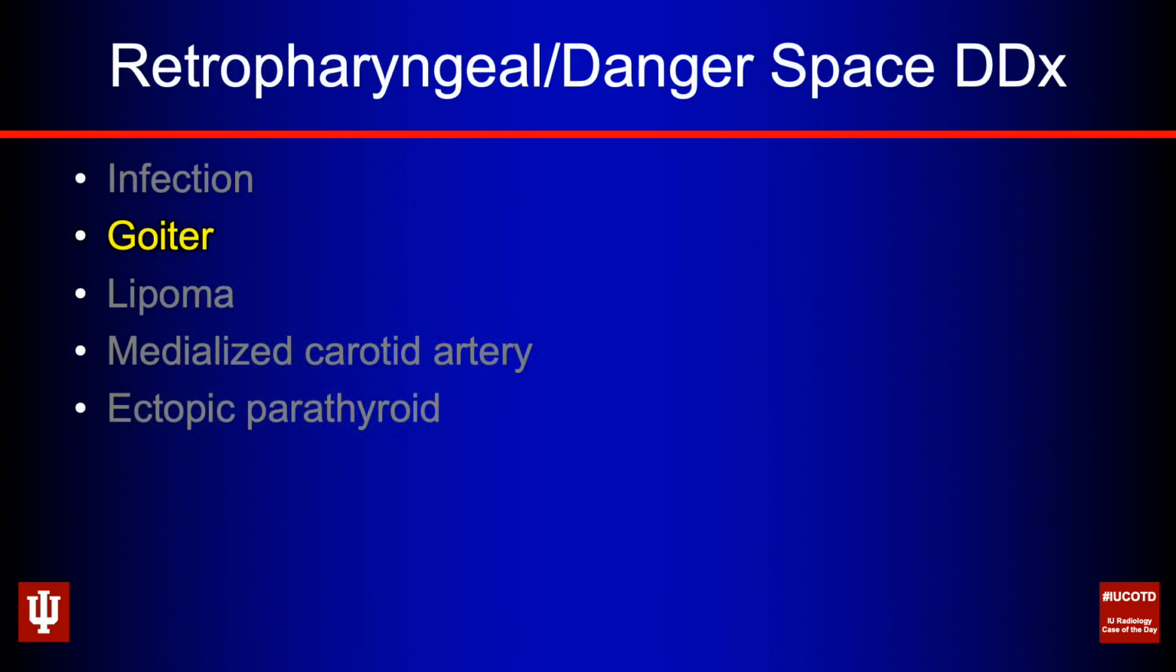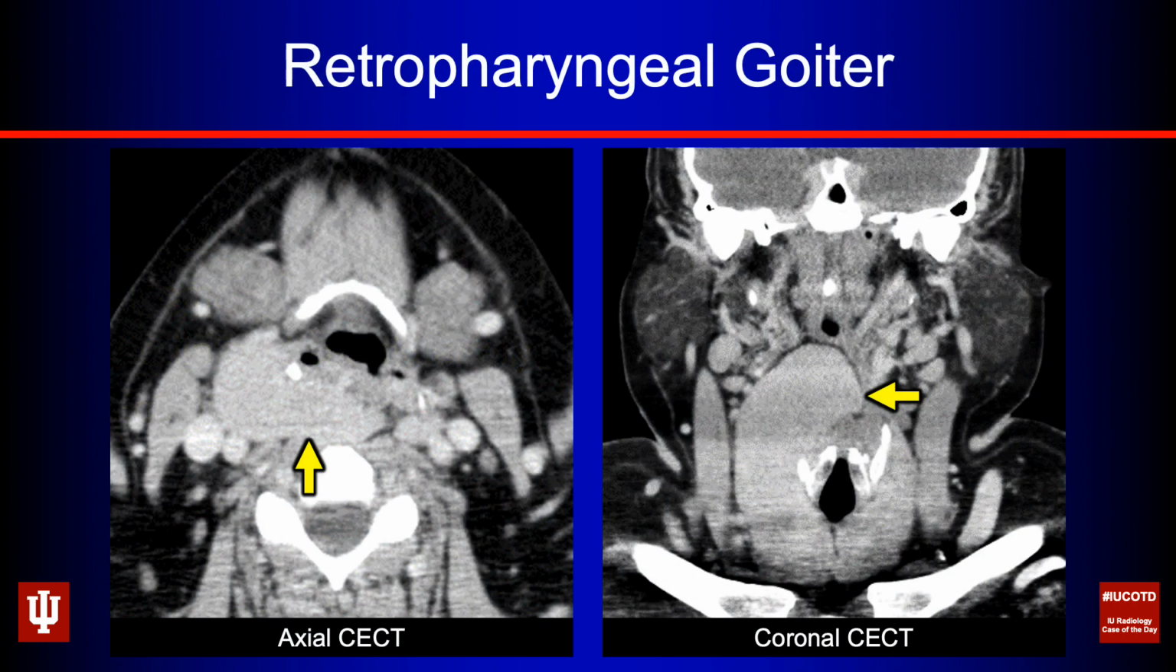Next up is the goiter. I've talked about goiters before, so I'm not going to belabor the point. Just know that they can curve their way up and extend along the retropharyngeal space. So when goiters get big, we absolutely and quite frequently see retropharyngeal extension. So here you can see an example of that.